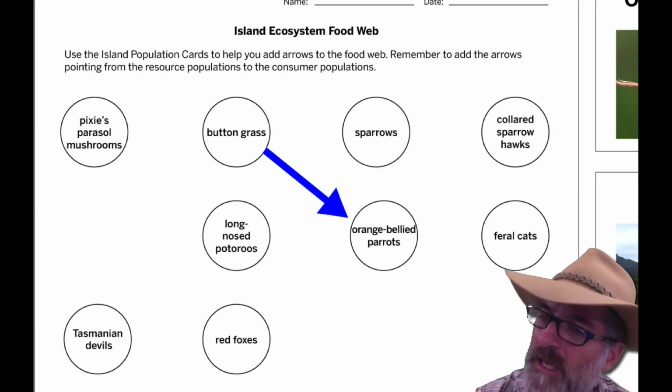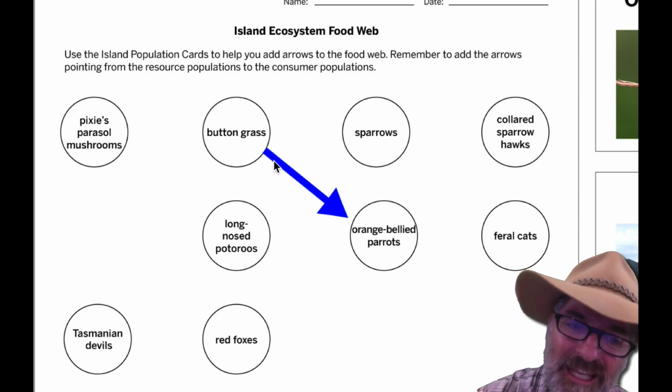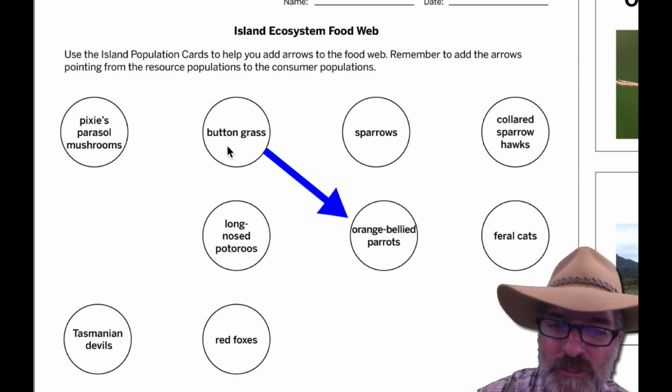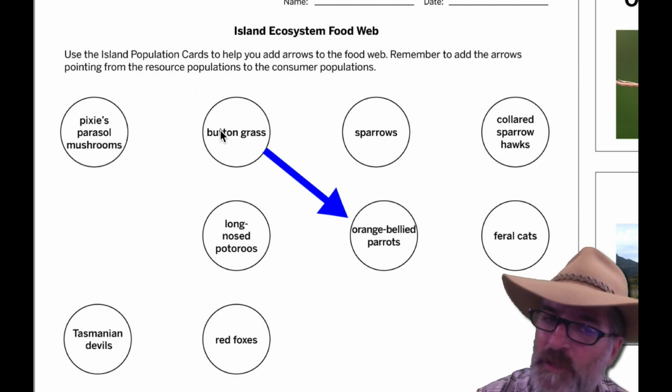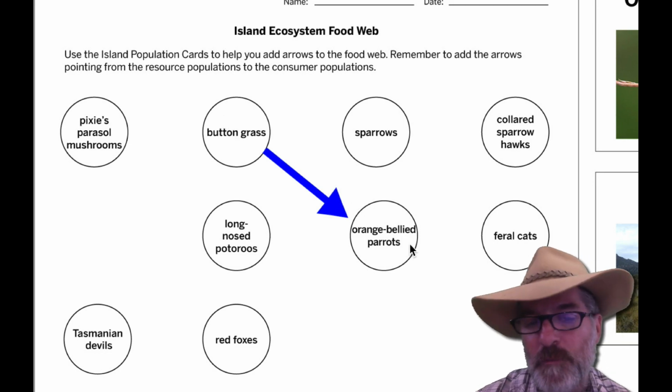So with this information, you could see that the orange-bellied parrots eat the button grass, but the arrow's going this way, showing that the energy storage molecules, the carbohydrates, the sugars, the stuff that is made through photosynthesis, is being transferred to the bird.